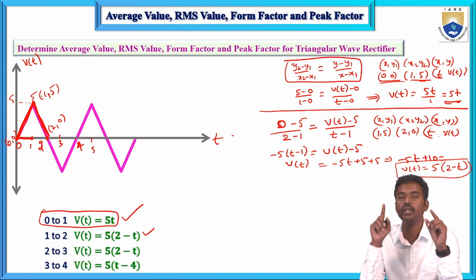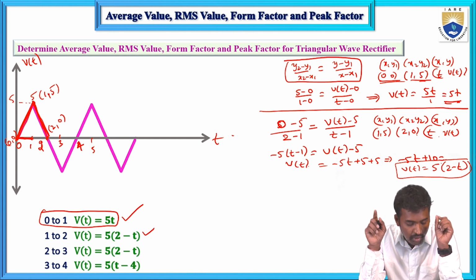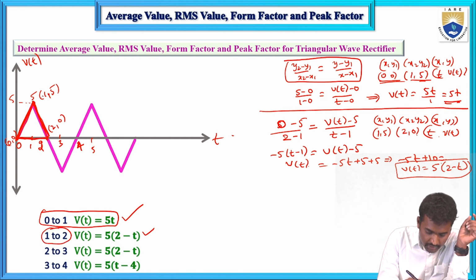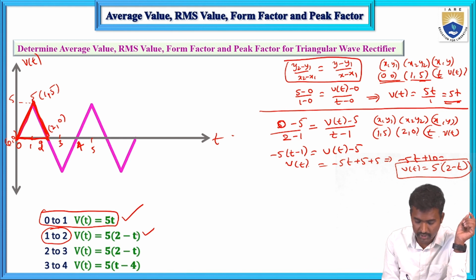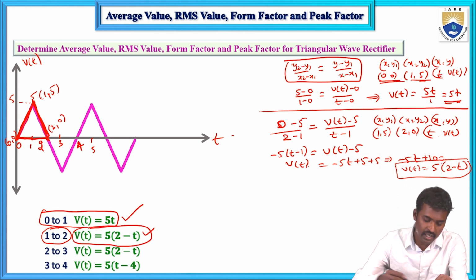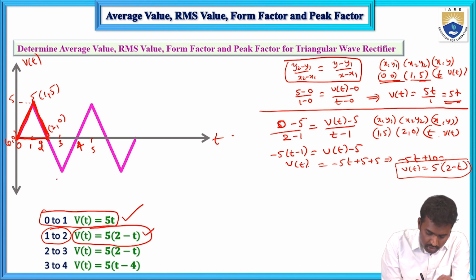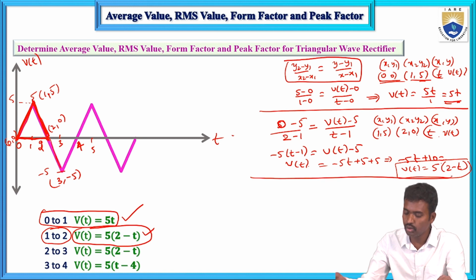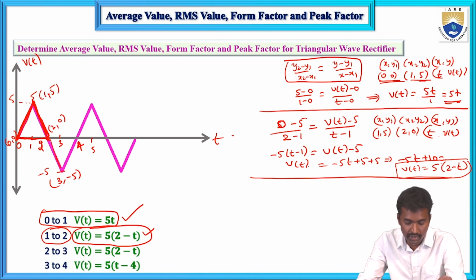So in between 1 and 2, during this period 1 comma 2, it is a straight line passing through 1 comma 5 and 2 comma 0. In that case, we get 5 into (2 minus t). The same straight line passes through 3 comma minus 5. If you substitute this point also, you will get the same equation, 5 into (2 minus t).